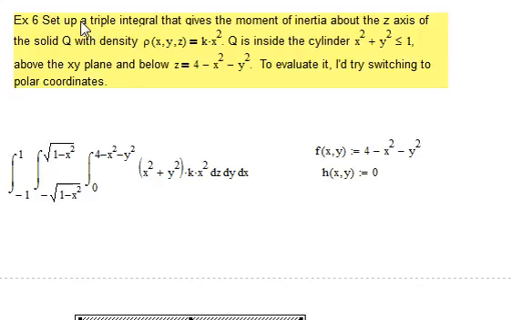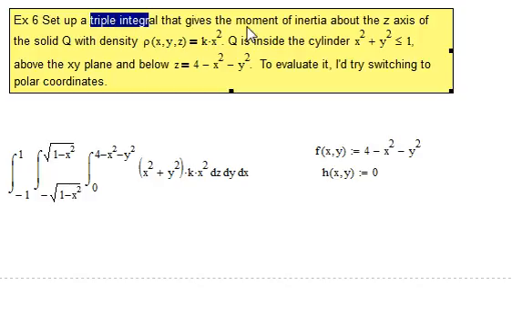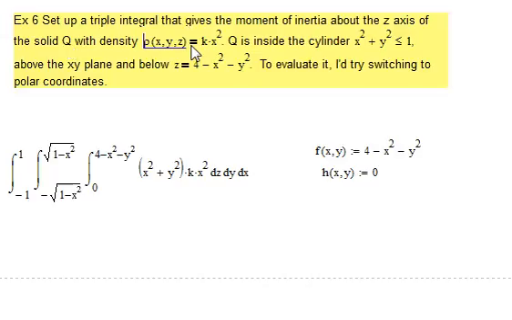For one last problem, set up, but we won't evaluate, a triple integral that gives the moment of inertia about the z-axis, and just the z-axis, of a solid Q with density function. The density at the point x, y, z is proportional to the square of the distance from the yz plane, so k times x squared. So Q is inside of the cylinder x squared plus y squared is less than or equal to 1, and above the xy plane and below the paraboloid z equals 4 minus x squared minus y squared.